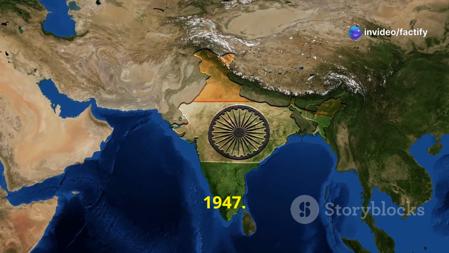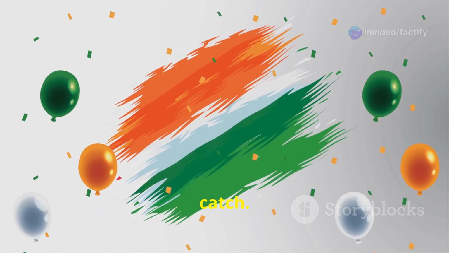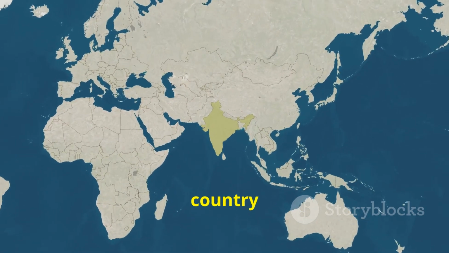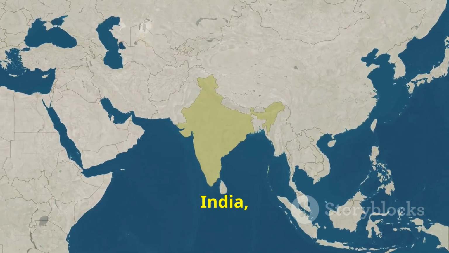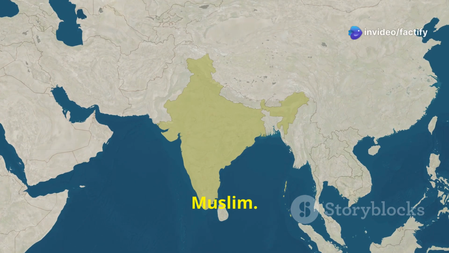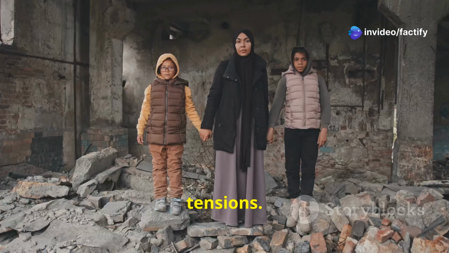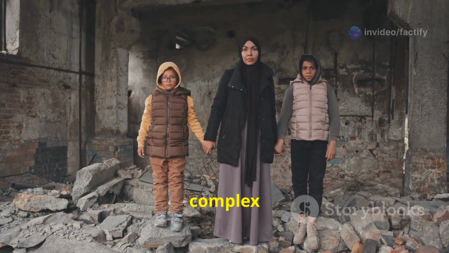Fast forward to 1947. The British announce their plan to leave India, but there's a catch. They decide to split the country into two: India, predominantly Hindu, and Pakistan, predominantly Muslim. The idea was to create separate nations to ease communal tensions. But the reality was far more complex and tragic.